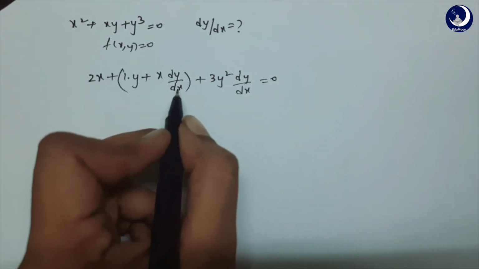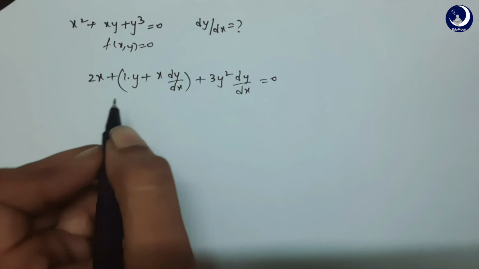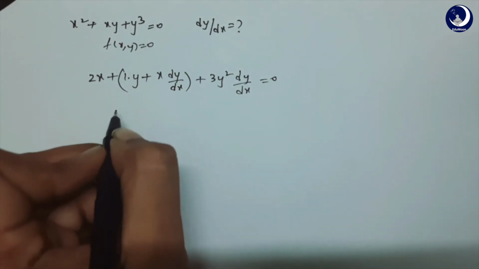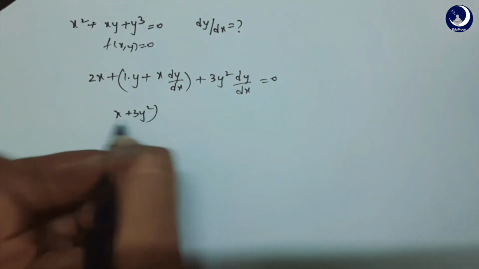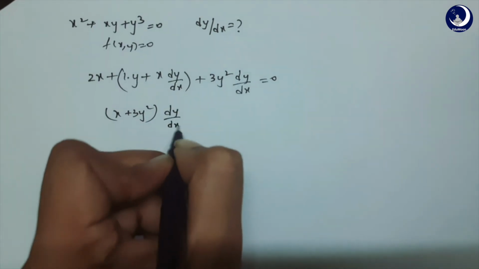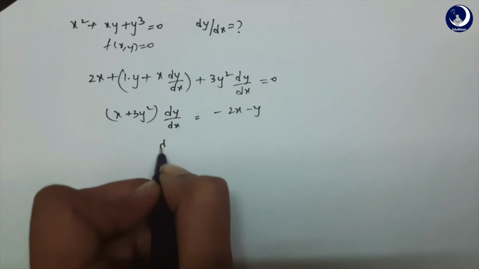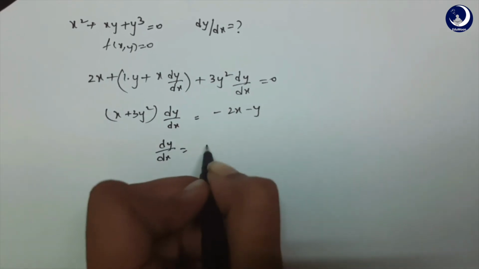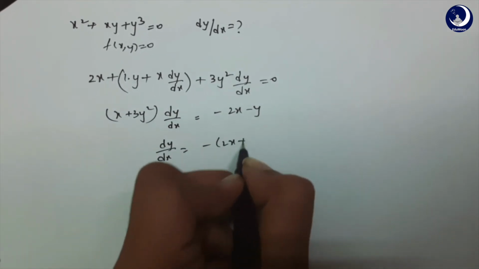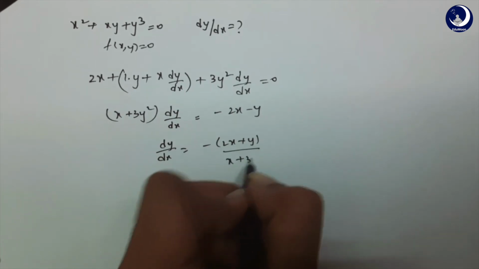Now we're taking dy by dx terms to the left side and everything else to the right side. So we get x plus 3y square times dy by dx equals minus 2x minus y. So dy by dx is equal to minus (2x plus y) by (x plus 3y square).